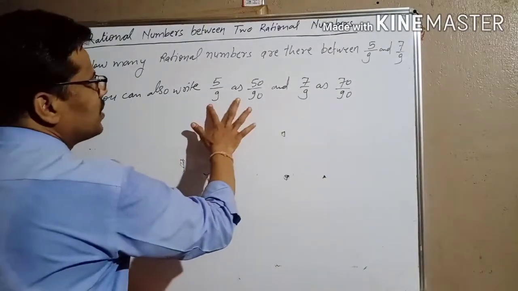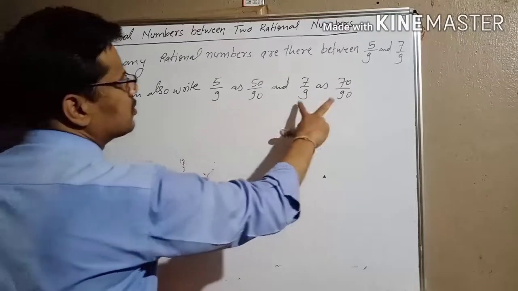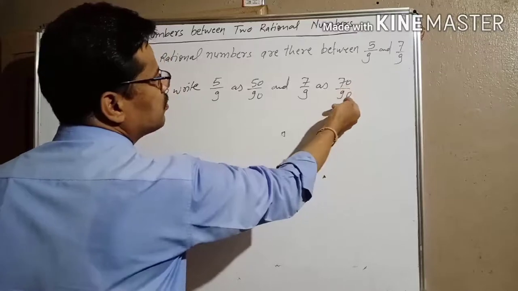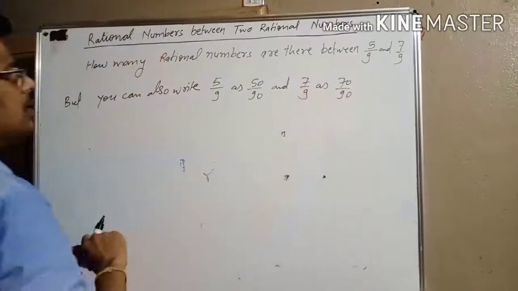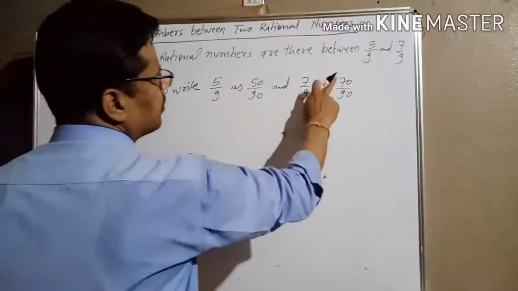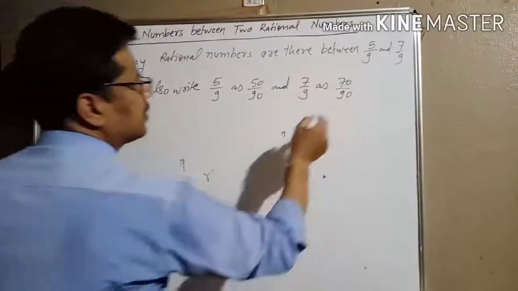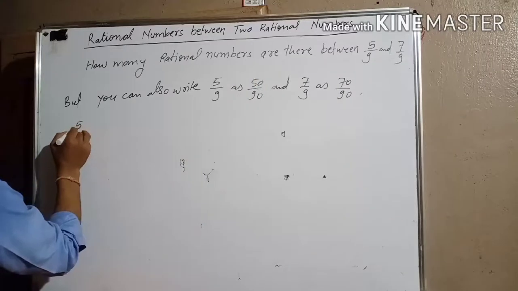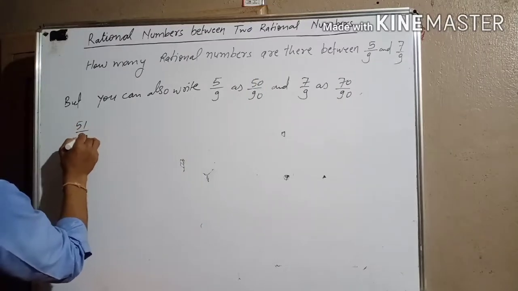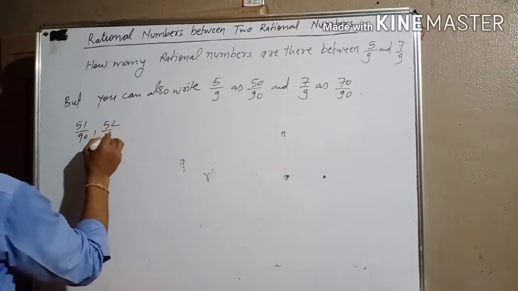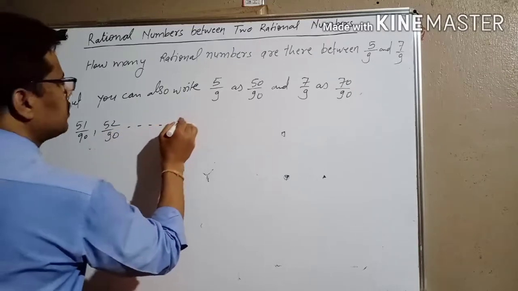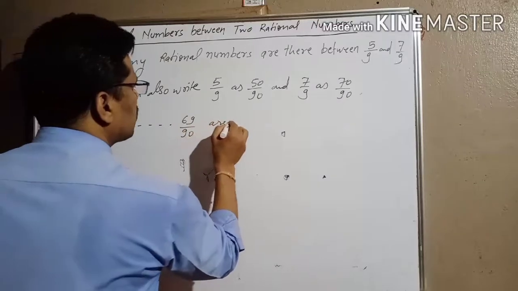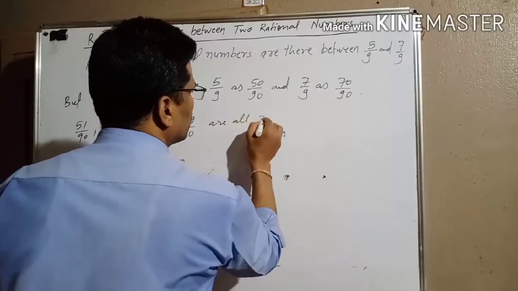Because these are the equivalent fractions. This is also equivalent. When you cancel, the value will be 7 upon 9. 0 cancel by 0. So you get 7 upon 9. Here now, 50 upon 90 and 70 upon 90. Total how many rational numbers are there? So we can see it here. Numbers after 50, which number will come? 51 upon 90, 52 upon 90, and so on. Then 69 upon 90 are all rational numbers.